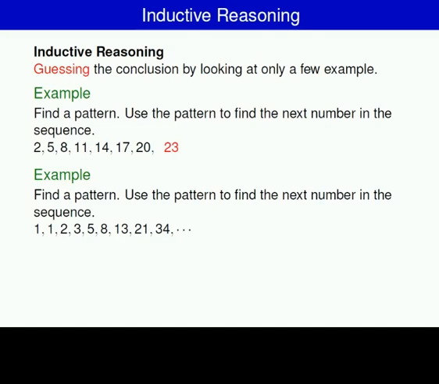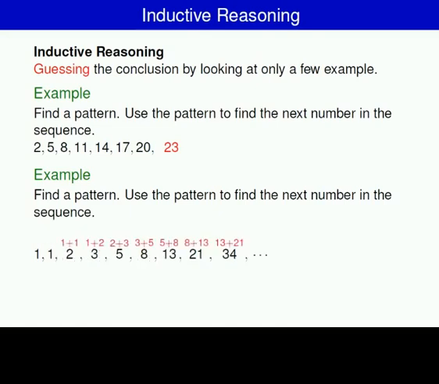1 plus 1 is 2. 2 plus 1 is 3, 2 plus 3 is 5, likewise. So to get the next number in the sequence, we need to add the last two numbers in the sequence. 21 plus 34, which gives us 55.